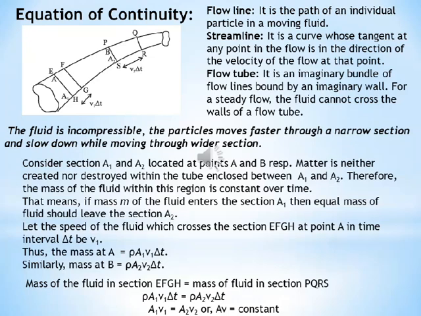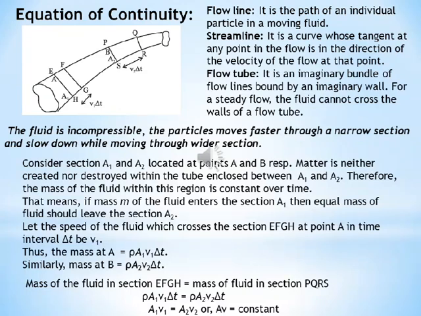If an amount of water is flowing through this flow tube, how much will come out of that flow tube? Obviously, the same amount will come out, because as we have said, it is a steady flow and it is incompressible, so no fluid can leak out and no extra fluid comes inside the flow tube. The mass of water coming inside the flow tube will remain the same as what comes out. This is nothing but the conservation law. Matter is neither created nor destroyed within this tube enclosed between areas A1 and A2.